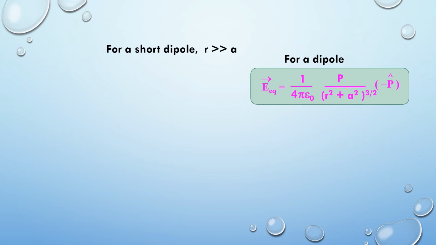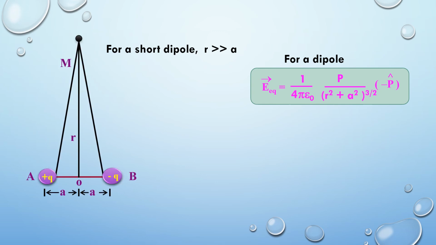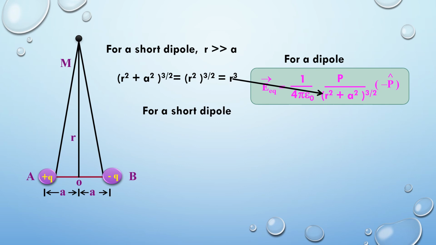Now for a short dipole, we know r is much greater than a. As r is much greater than a, for a short dipole, a in the denominator can be neglected. As shown in the diagram, r is much greater than the dipole length from the center. Therefore, r squared plus a squared raised to 3 by 2 in the denominator can now be written as r squared raised to 3 by 2, which is r cube. Therefore, substitute this value of r cube into your equation. I get, for a short dipole, the electric field along the equatorial line is equal to 1 upon 4 pi epsilon naught P upon r cube, minus vector P.